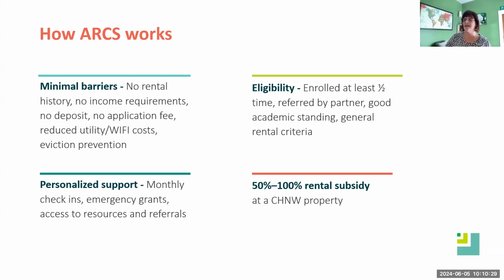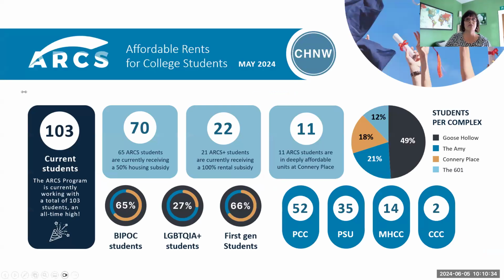And I think the next one will give you some data on where we're at. I guess this was last week's data. The colleges at the bottom are Portland Community College, Portland State, Mount Hood Community College, and Clackamas Community College. And those are the properties that our students are living in, and some of the demographics. I just wanted to give you a snapshot of that. And we can just stay on this slide.